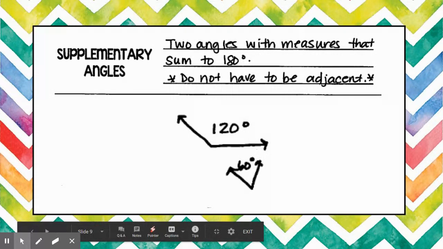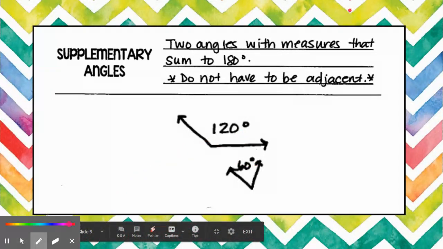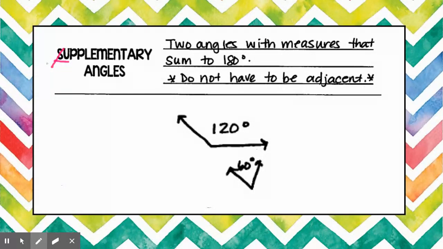And last but not least, we have supplementary angles. Two angles with measures that sum to 180 degrees. They do not have to be adjacent again. So this was split. So you can see that this is the sum of 120 and 60. If you see also, sometimes, like it's a supplementary, here it's the 8. So the sum is going to be 180 degrees. So also you could have a straight line.